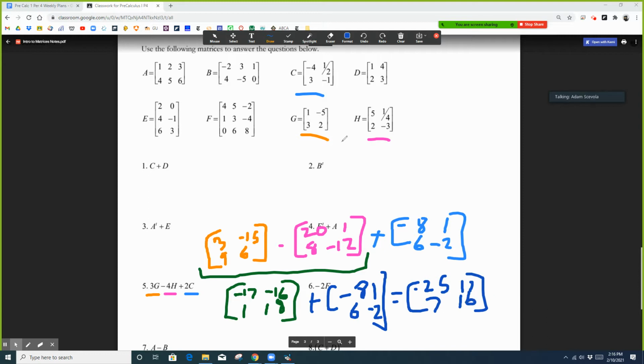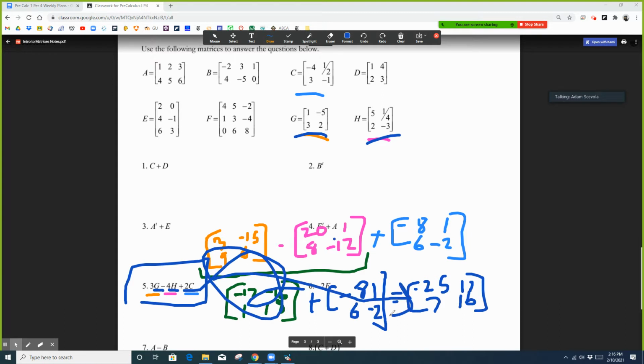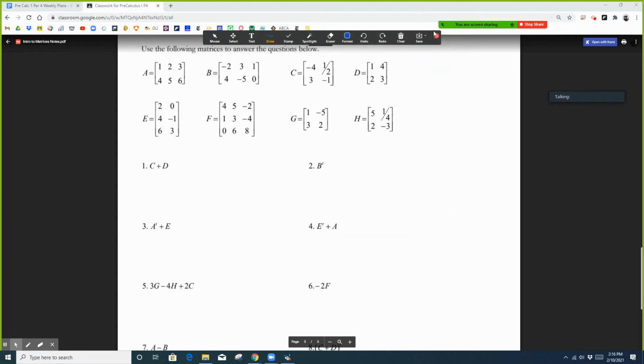All right, and then if you want to check this with a calculator, you could just type this in. Instead of G, put what matrix G is. Instead of H, type in what matrix H is. And instead of C, put what matrix C is. And the calculator would do it all in one shot and give you that answer.